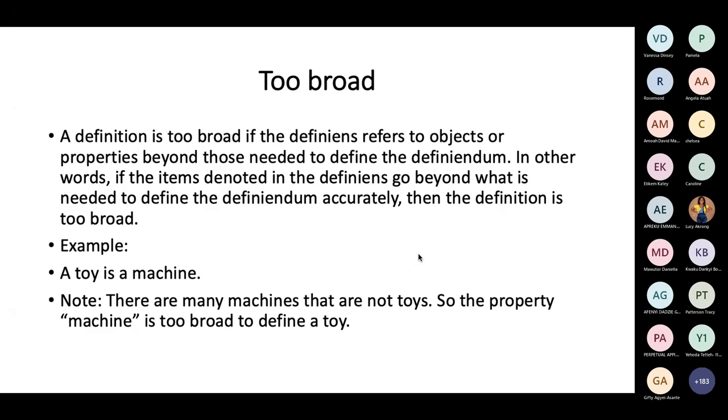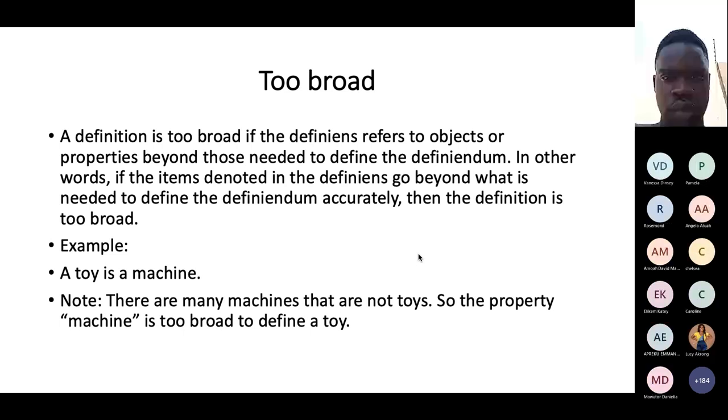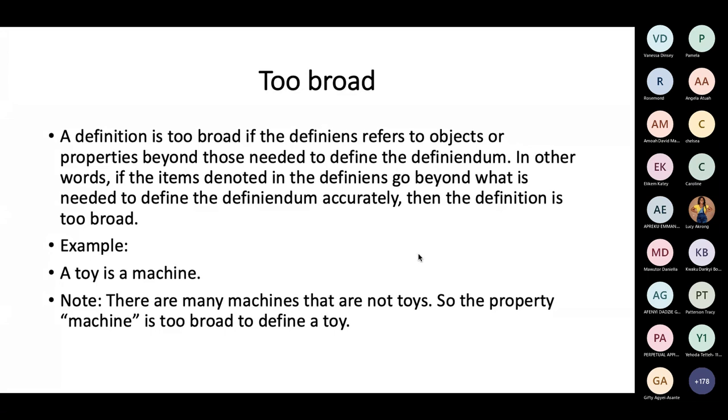So we say that the word machine contains items that go beyond toys. It is an example of defining a definiendum with words that show things that go beyond what is being defined. Machine goes beyond toy. So technically, the definition is identified as too broad.